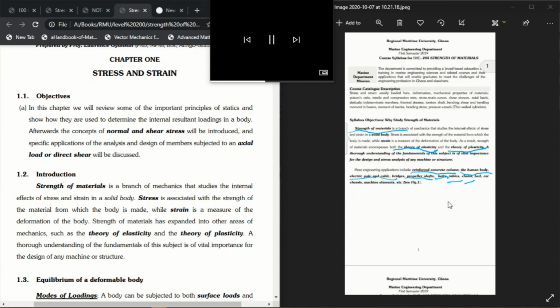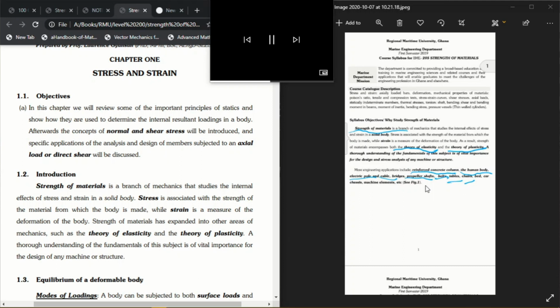The human body. Electric pole. Cables, propeller shafts, boats, tables, chairs, beams, chassis, mechanical elements. These are all engineering applications of strength of materials.